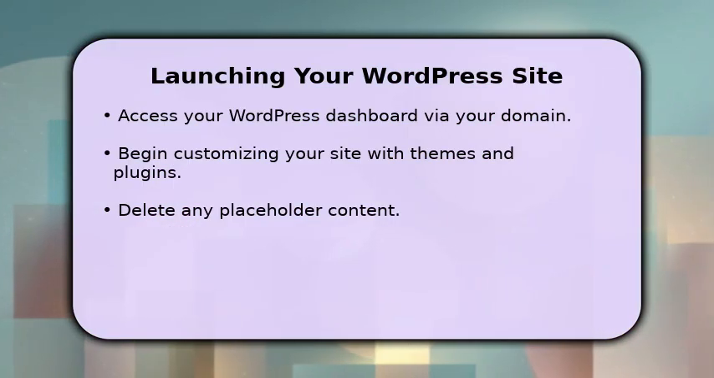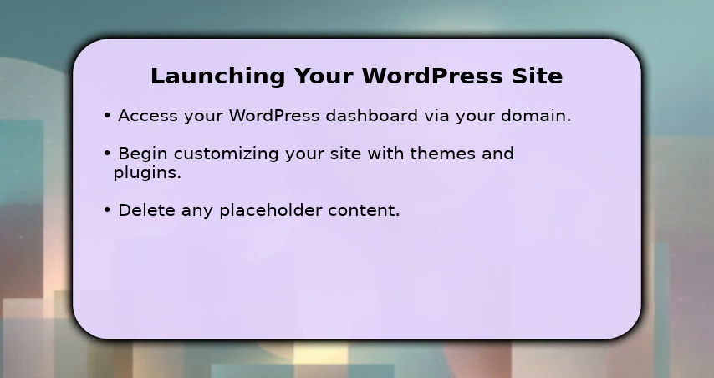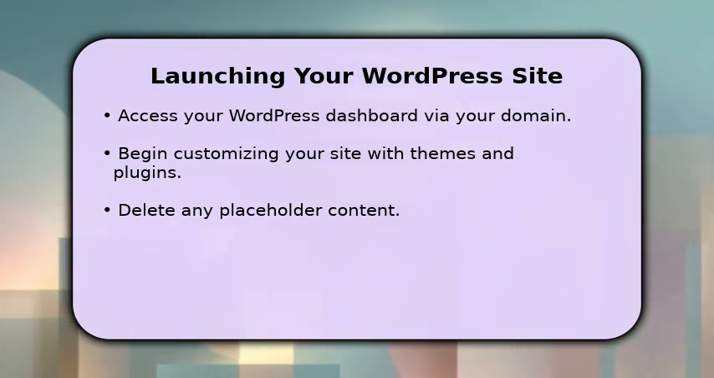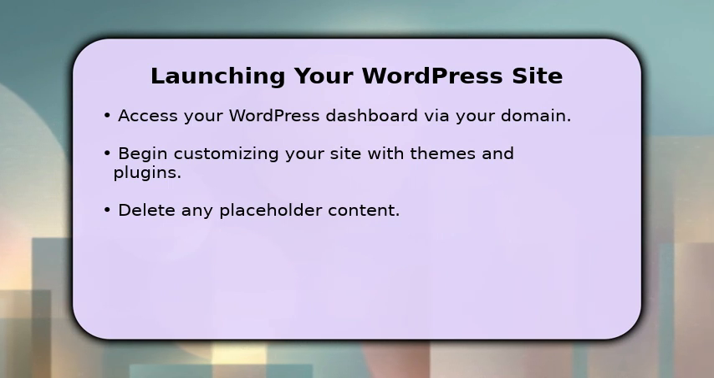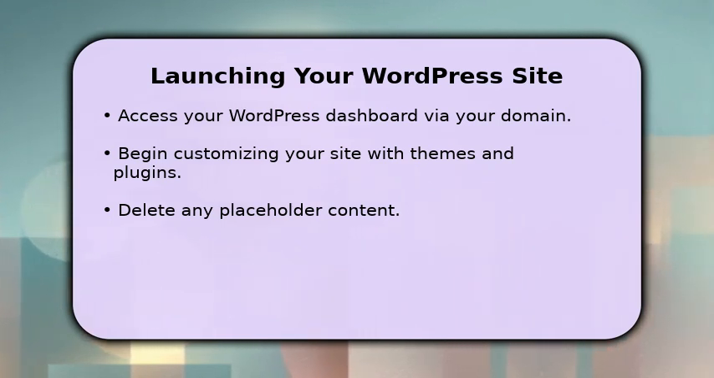Once WordPress is installed, you can access your new site by typing your domain name followed by /wp-admin into your browser. Log in using the credentials you just created. From your WordPress dashboard, you can start customizing your site by choosing a theme and adding essential plugins. Remember to delete any default placeholder content.